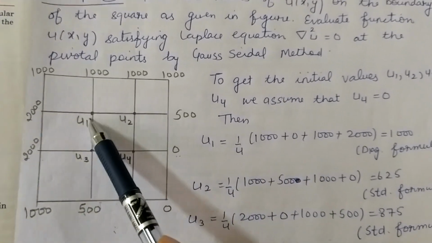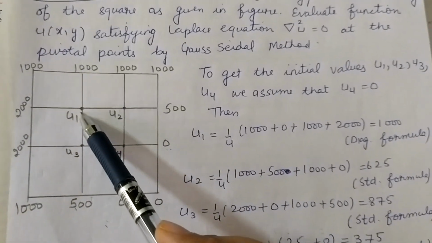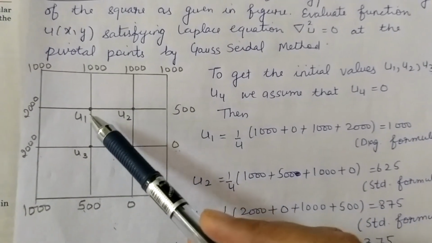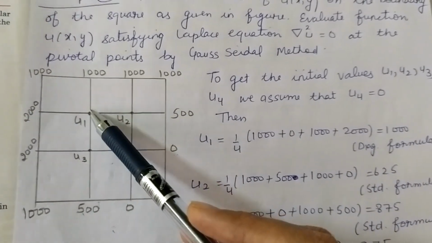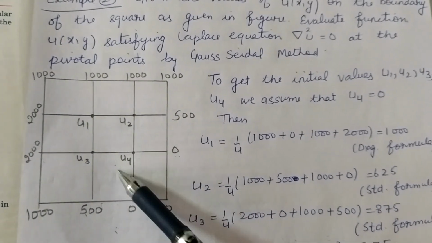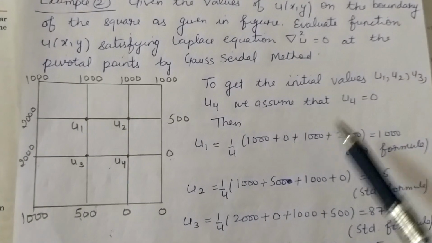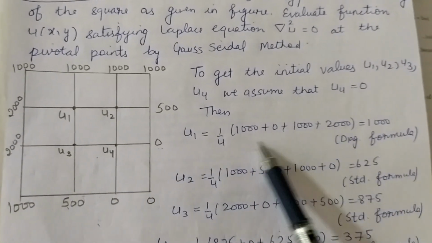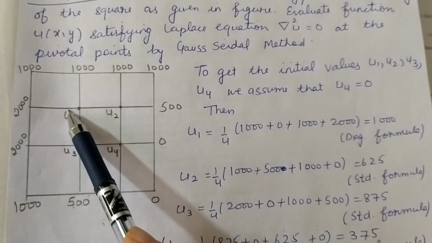So now I can find out the value for u1, because in the case of u1, if I apply the diagonal formula, it will be 1000 plus 1000 plus 2000 plus u4. Only this u4 was unknown, so I put u4 as 0. So I will get the value for u1, that is 1000. I will put it here.